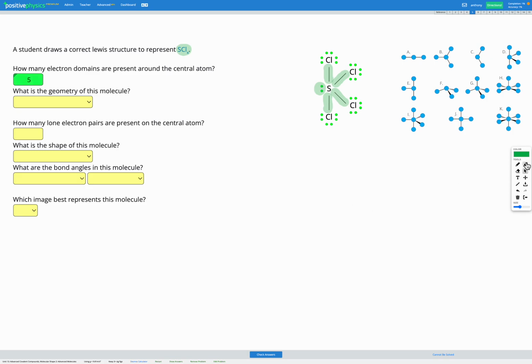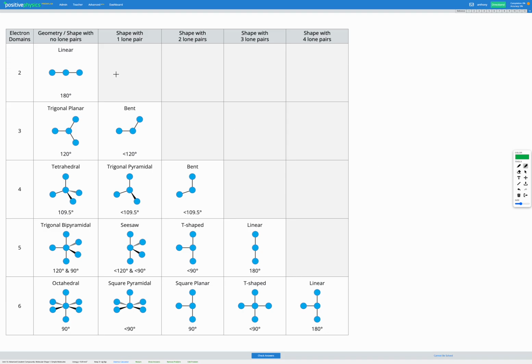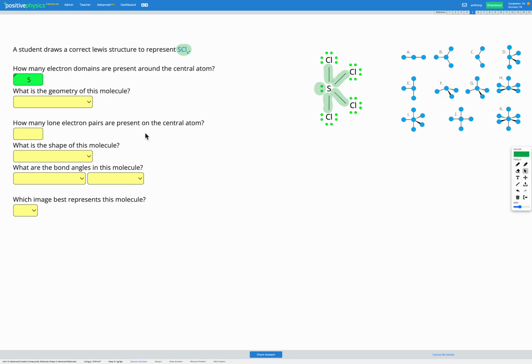Now we can use our reference sheet to figure out the geometry. So we're looking at the number of electron domains in that first column, and we want 5 electron domains. And looking across to our next column for the geometry, the name of this is trigonal bipyramidal. So the geometry of this molecule is named trigonal bipyramidal.